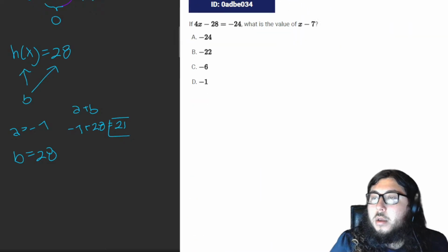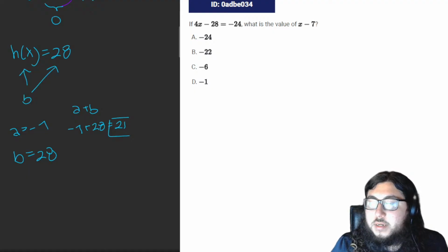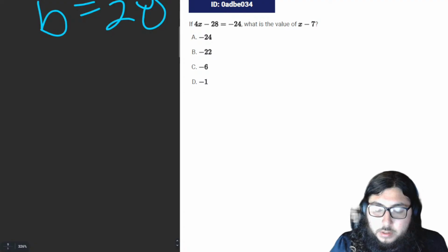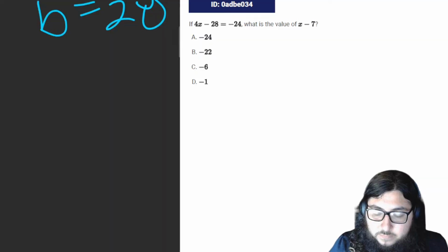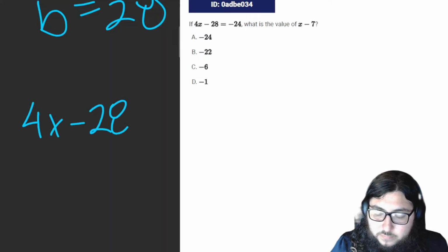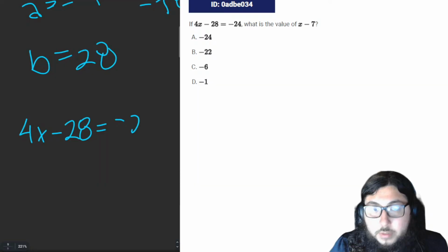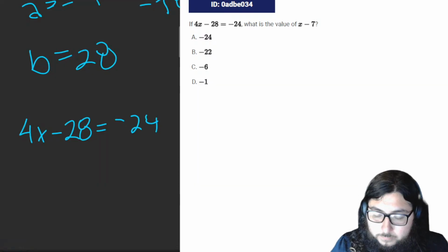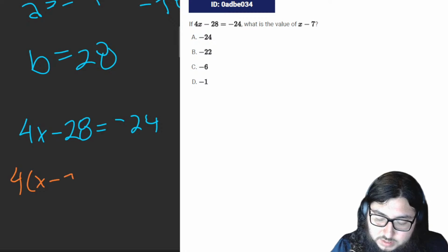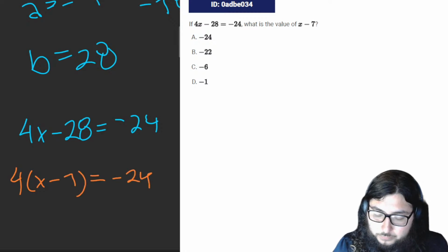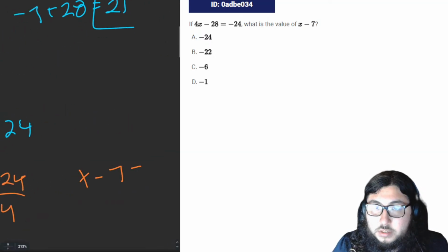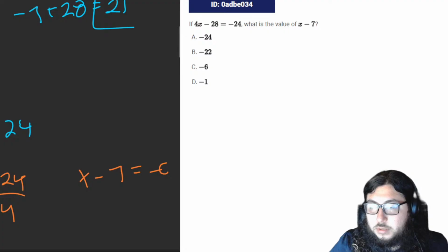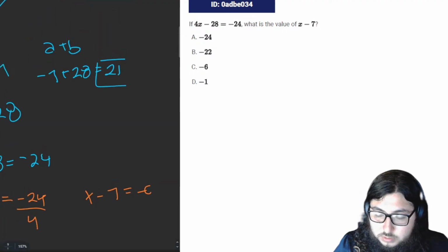So next, we have 4x minus 28 is equal to negative 24. What is the value of x minus 7? There's a few ways that we could do this. Either we could solve for x and substitute in the expression, or we could realize that 4x minus 28 have a greatest common factor of 4. So we can factor out 4, get x minus 7 is equal to negative 24, and divide by 4 on both sides to get that x minus 7 is equal to negative 6.